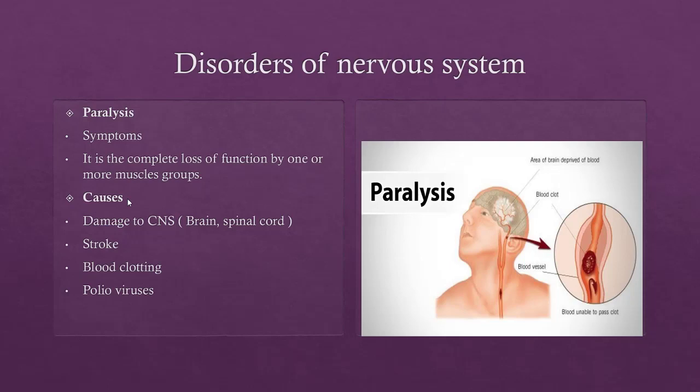Damage to a central nervous system, brain or spinal cord, any type of stroke, blood clotting, and poliovirus. So dear students, it is most often caused by the damage to the central nervous system, brain and spinal cord. The damage may be due to the stroke, rupture in the blood vessel of a brain and or spinal cord, blood clotting in these blood vessels, or poison produced by poliovirus.